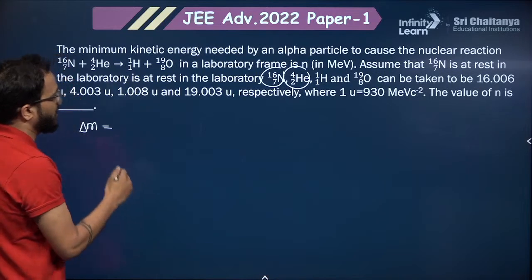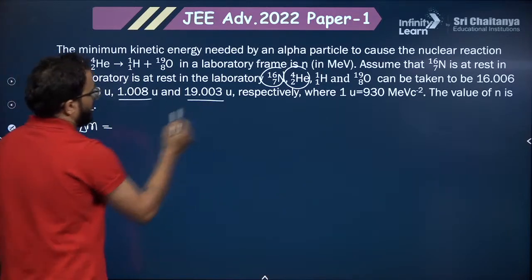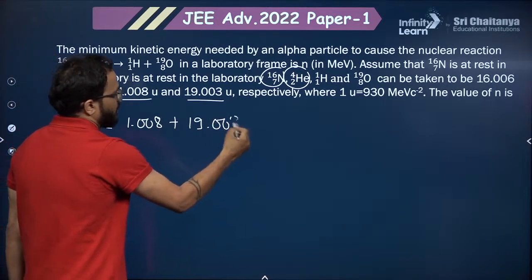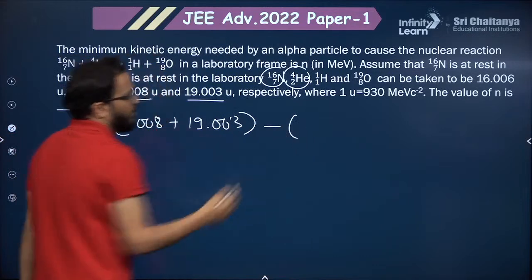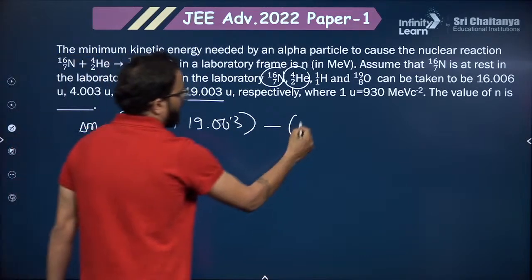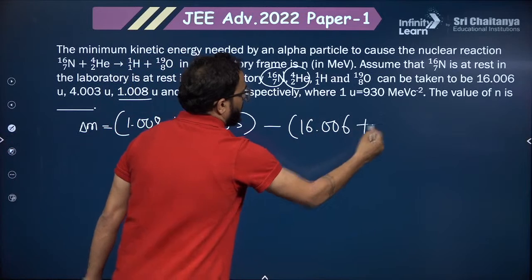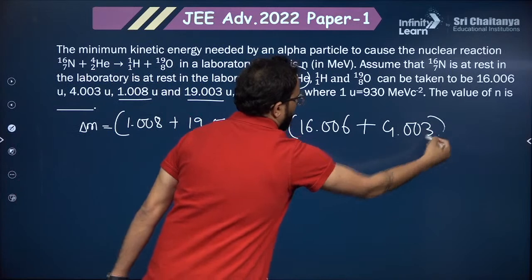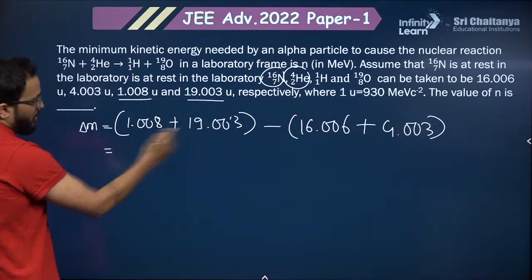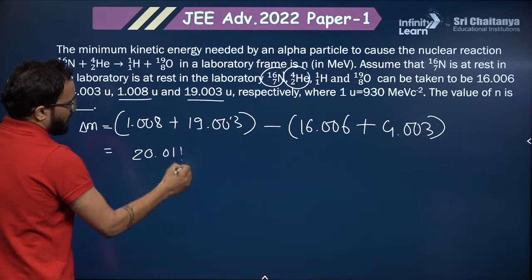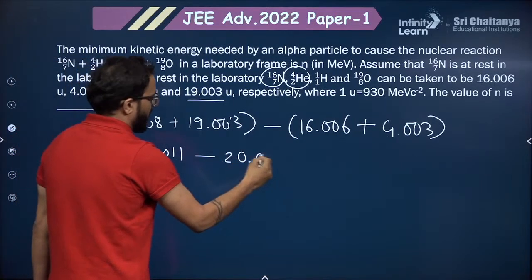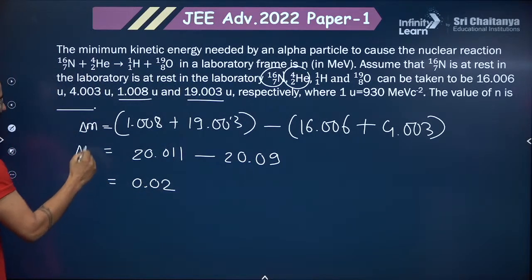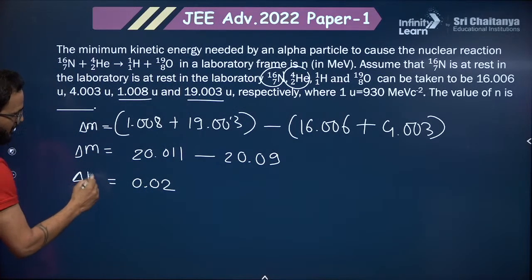What is the final mass they have given us? 1.008 plus 19.003 minus, how much is that? 16.006 plus 4.003. So let's find out how much this will be. 20.011 minus 20.09, right? So it will be 0.02 delta M.